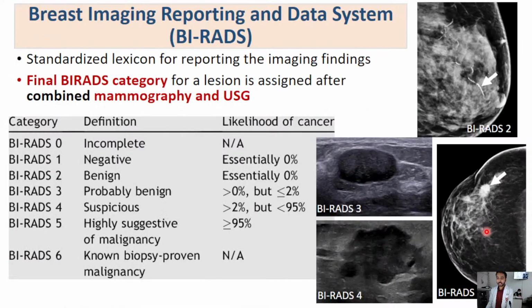The Breast Imaging Reporting and Data System, BI-RADS, is the standardized lexicon used for reporting imaging findings. We give the final category after combined evaluation of both mammogram and ultrasound. There are 7 categories: 0 is an incomplete study that needs an additional modality for final assessment. 1 is a normal study, and 2 includes benign findings such as benign calcifications. 3 includes probably benign lesions that need a follow-up. 4 are suspicious lesions that need a biopsy, and 5 includes lesions that are highly suggestive of malignancy with cancer risk greater than 95%.